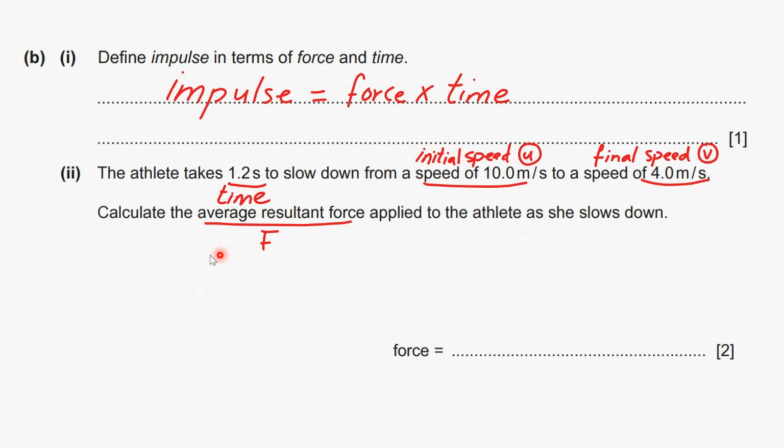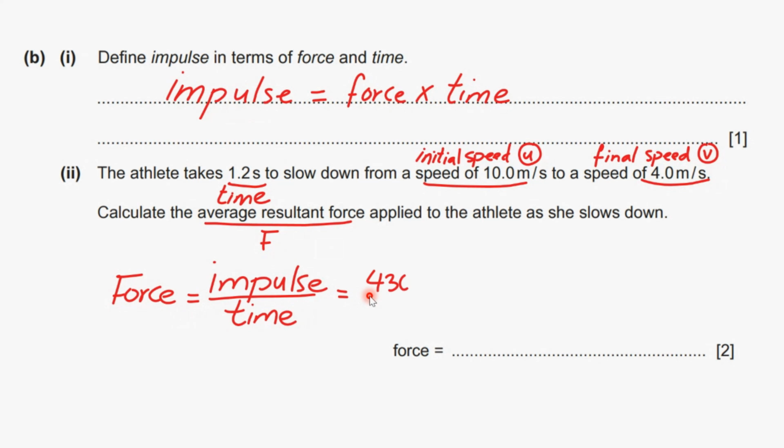Okay, we can use the previous result from B I: the impulse equals the force times time, so the force equals the impulse divided by the time taken. So where can we get the impulse? If you remember, go back, stop the video, go back a little bit, a few seconds. The impulse was calculated in part A, it was 430.